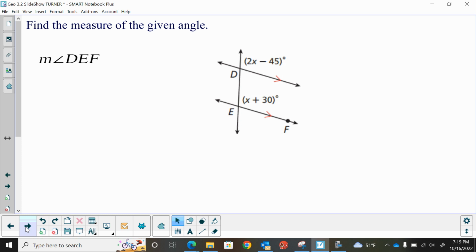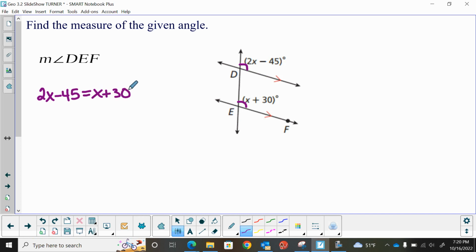All right, let's look at another example. Again, we have a set of parallel lines. You can see that with the symbol. And then DE is the transversal. So we can mark any pair of corresponding angles congruent. Notice the two angles that were given, 2x minus 45 and x plus 30. Those are both in the same spot, in that top right. So they are corresponding, therefore they are congruent, which means we can set them equal to each other.